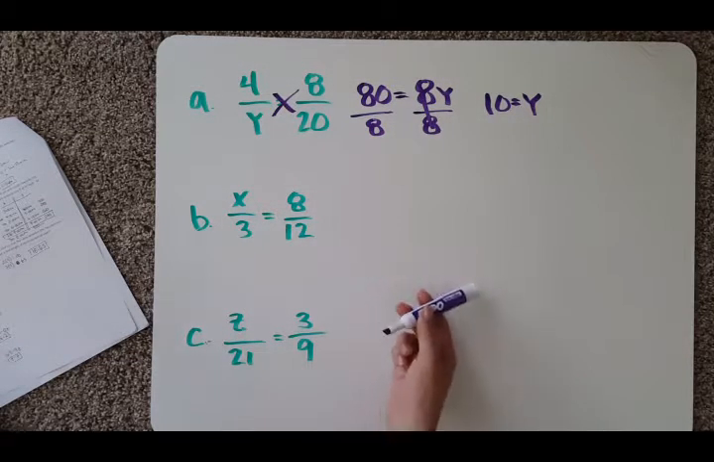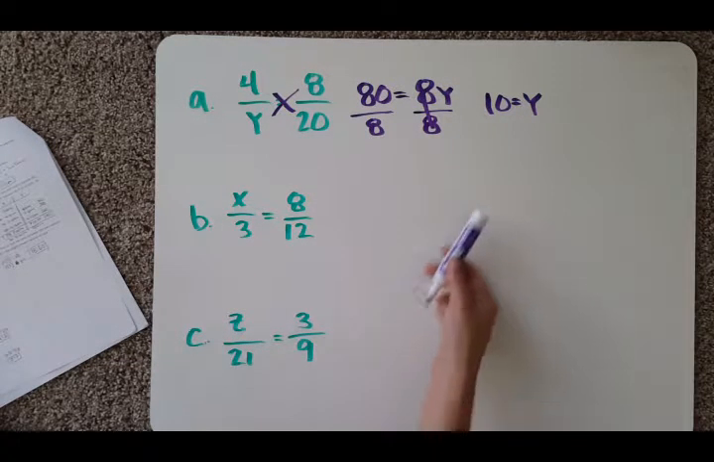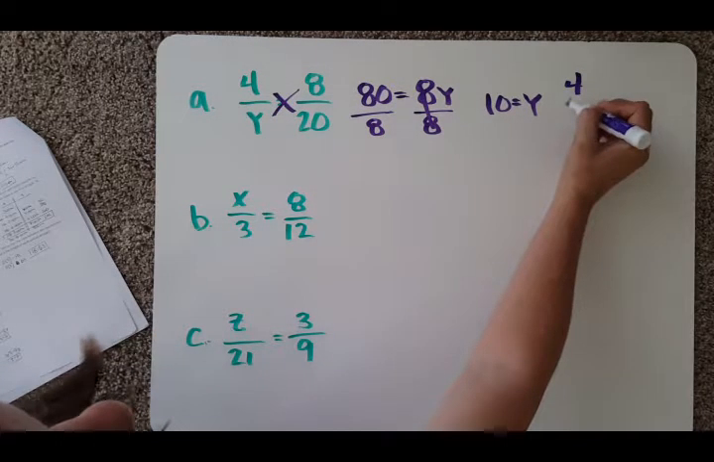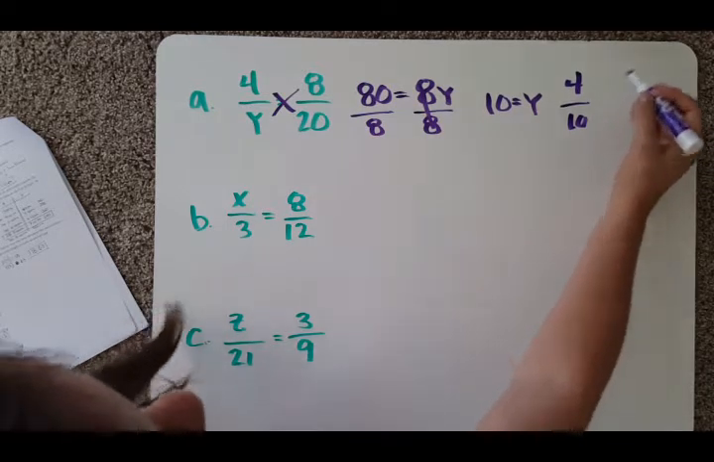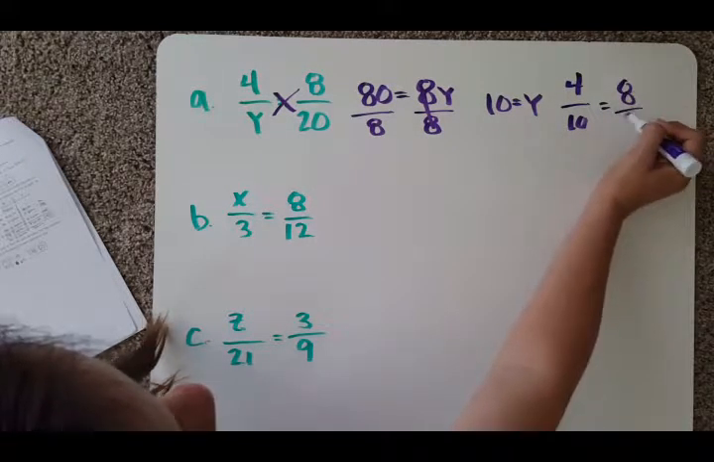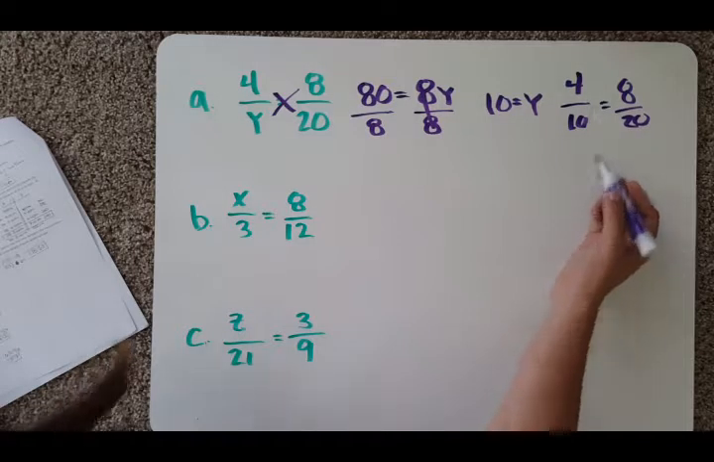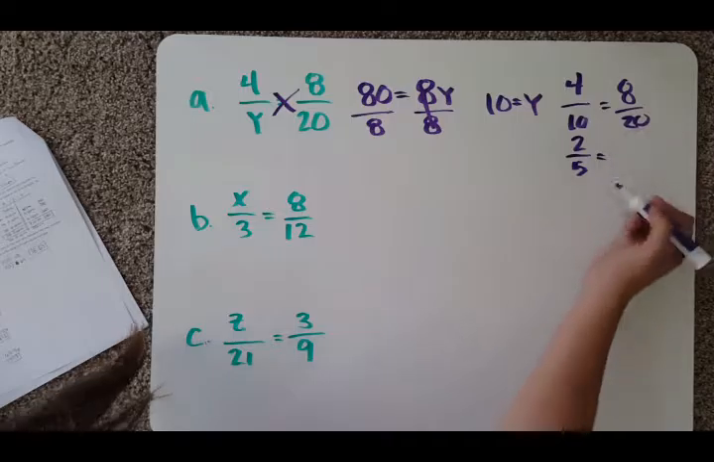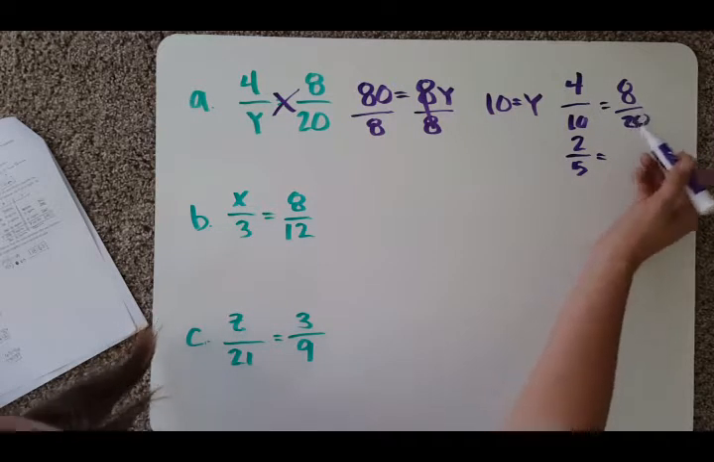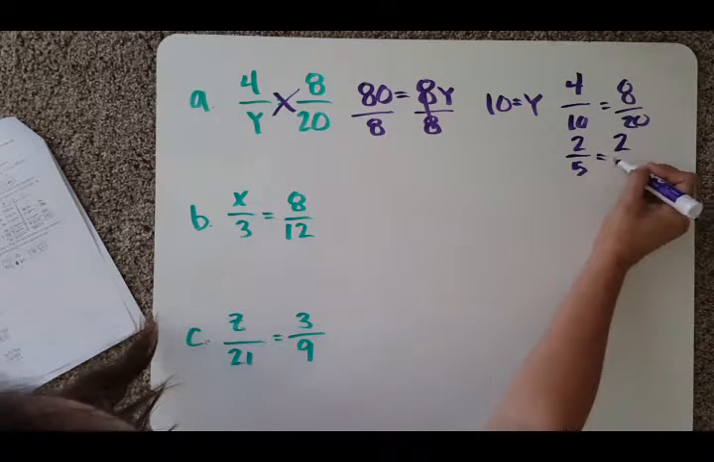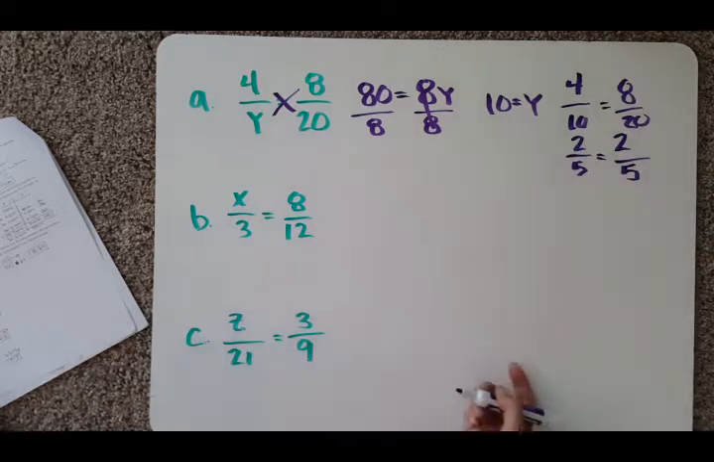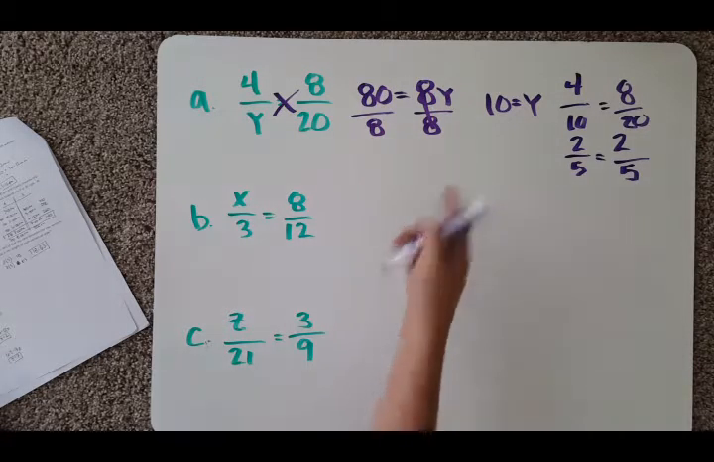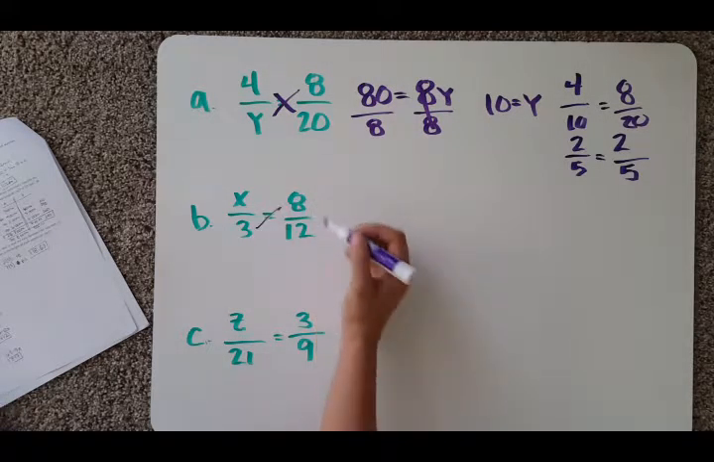And then one of the steps to problem solving is looking back, and if you plug it in, if you do 4 over 10 equals 8 over 20. 4 over 10, when you simplify it, equals 2 over 5. And 8 over 20, when you simplify it, you could divide both by 4. 8 divided by 4 is 2, and 20 divided by 4 is 5. So you can confirm that they do equal each other. So 10 is y.